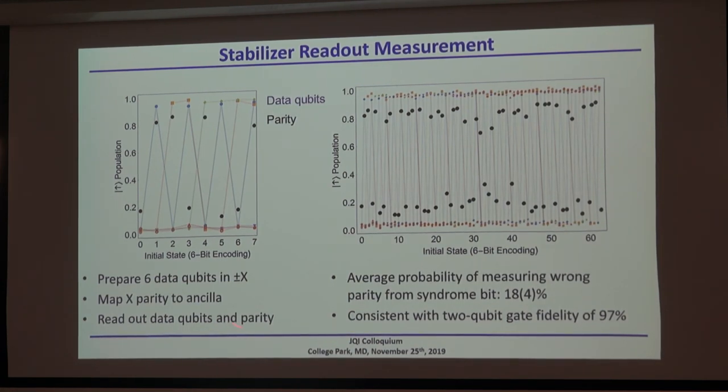Exactly. The parity error of our readout of 18% at present is consistent with our current two-qubit gate fidelity of 97%. If you want more details about our error budget, I have some extra slides.